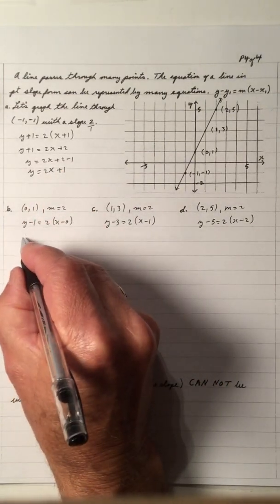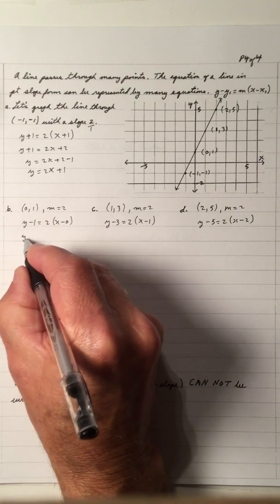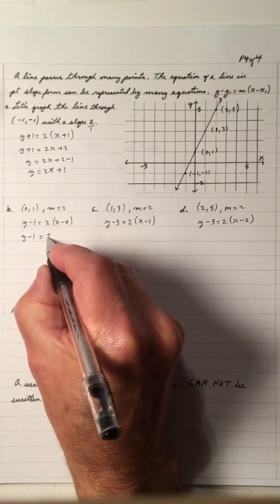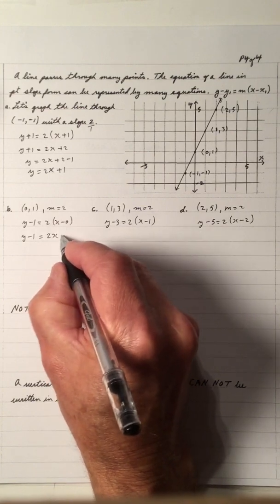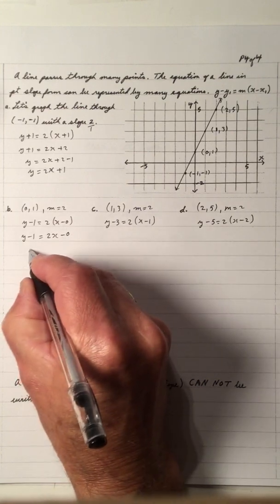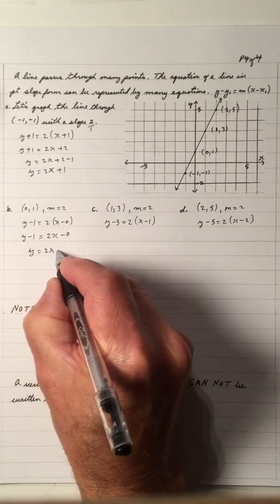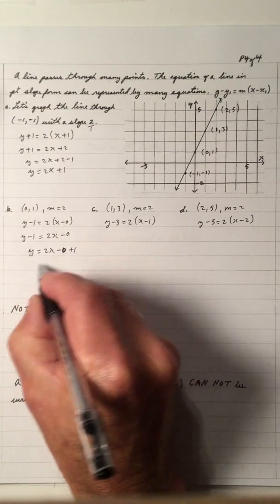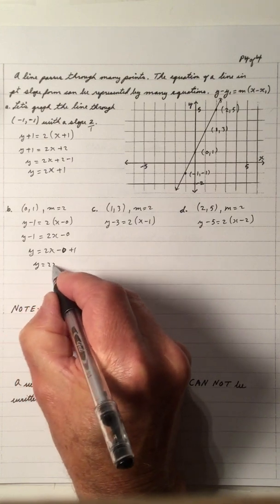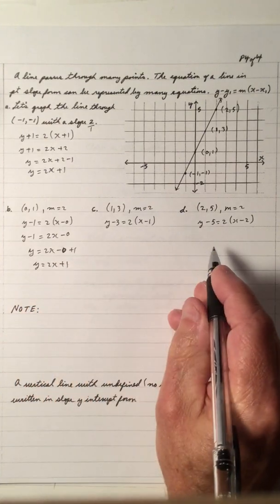B, let's work this one out. So y minus 1 equals 2 times x is 2x, 2 times 0 is 0. So y equals 2x minus 0 plus 1. So y equals 2x plus 1.